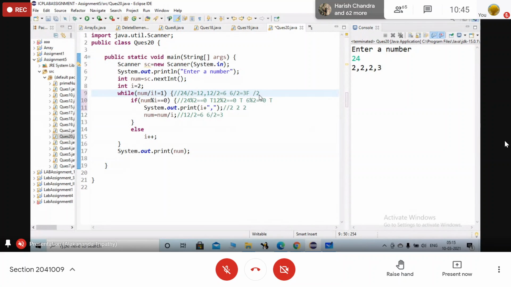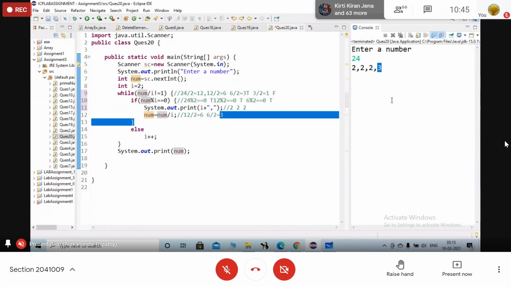Now check 3 divided by 2 equals to 1. ये false हो जाएगा, so it will come out of the while loop. यहाँ पर प्रिंट कितना करेगा नंबर? What is the value in number? नंबर में कितना है? It will print number is 3. Are you clear?